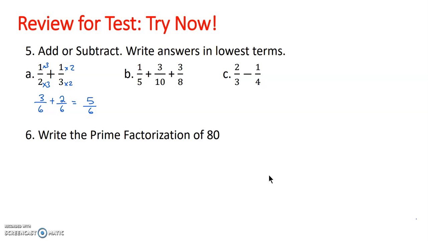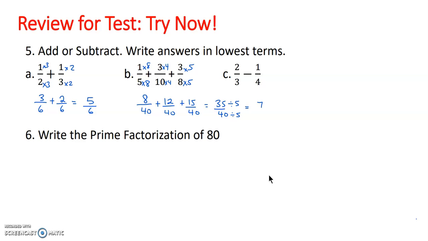For B, I need to find my lowest common denominator, and it is 40. We'll be multiplying here by 5, multiplying by 4, multiplying by 8. I'll set that up. 8 40ths plus 12 40ths plus 15 40ths. That's going to give me a result of 35 40ths. That is not in lowest terms. I'm going to divide by 5.